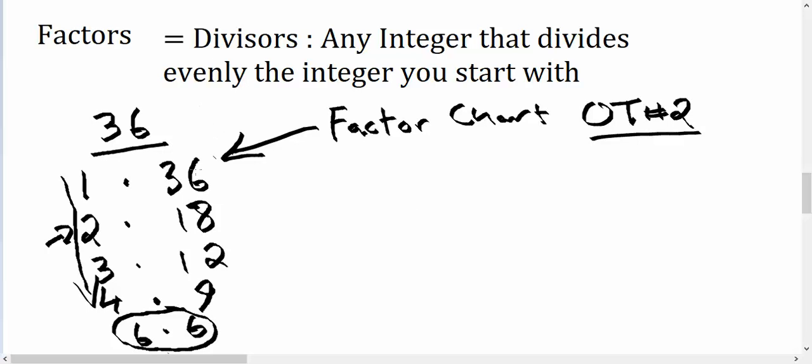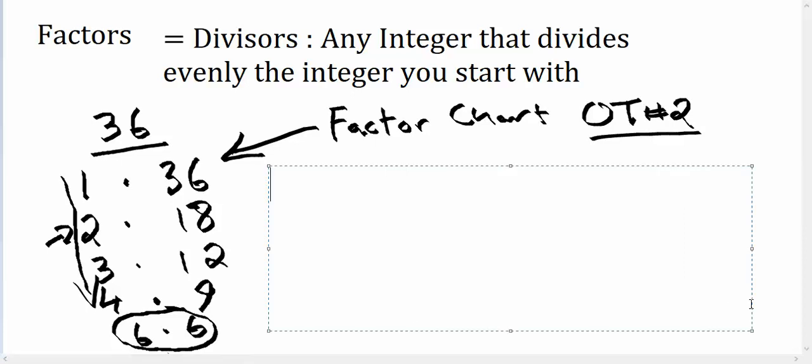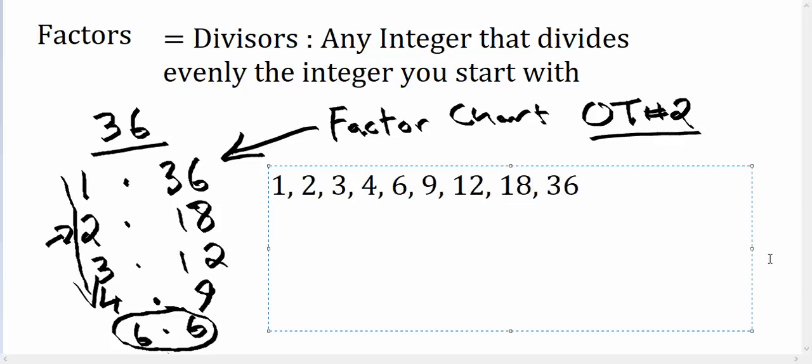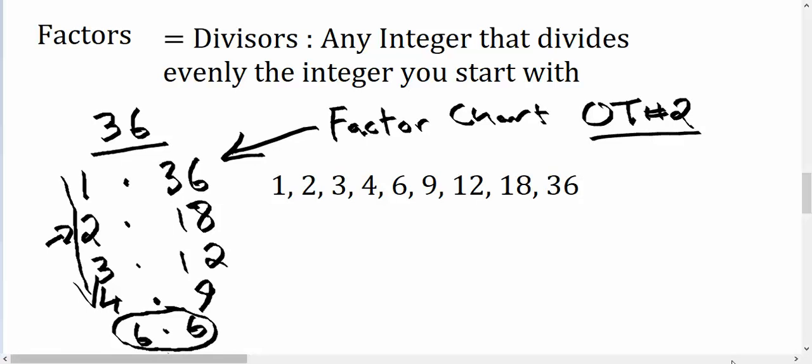So factors of 36, let's just quickly write them down. Actually, let me do this in text. I don't want to make things so messy. So factors of 36, we have 1. If I were to list them in increasing order, 2, 3, 4, 6, 9, 12, 18, and 36. Great, and that's the complete set of factors of 36.